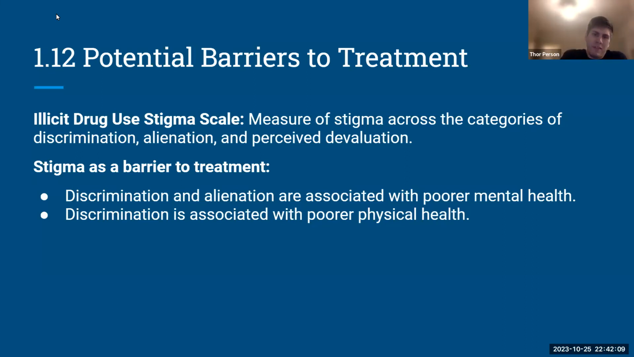What they found within their study using this scale was that discrimination and alienation, the responses associated with those constructs, were associated with poorer mental health. And the responses associated with the construct of discrimination were associated with poorer physical health. And those were both seen by the authors of the study as barriers to treatment. Thus, stigma is seen as a barrier to treatment.